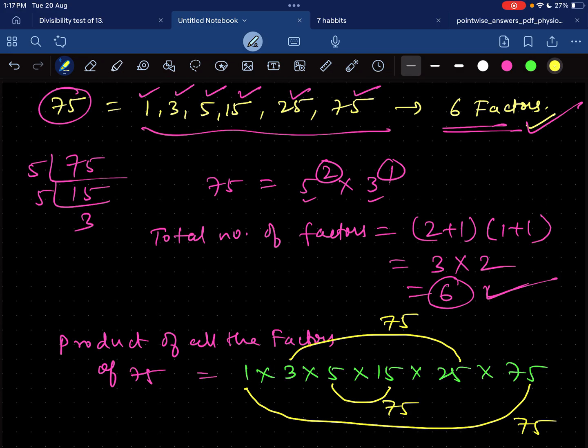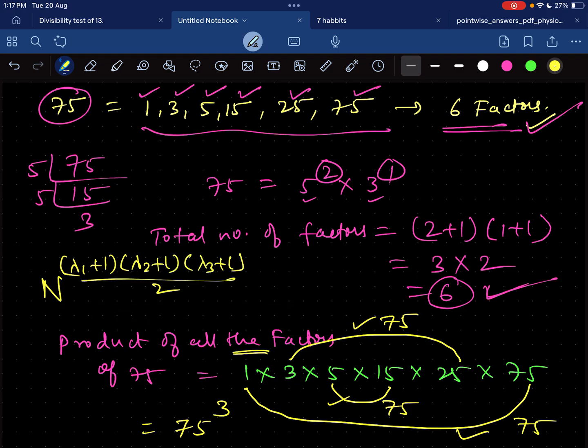So the value will be 75 to the power of the total number of factors divided by 2. We are pairing the factors, and here we have got 3 pairs. So power 3 means the total number of factors which you get by this formula, (lambda 1 plus 1) into (lambda 2 plus 1) into (lambda 3 plus 1), divided by 2 in the power, and n is the number itself.